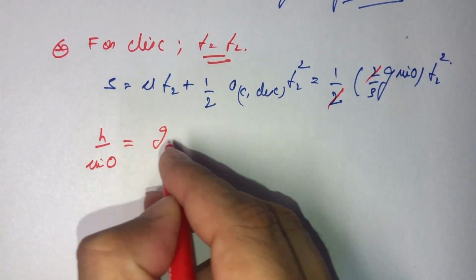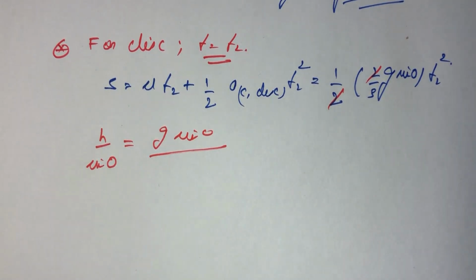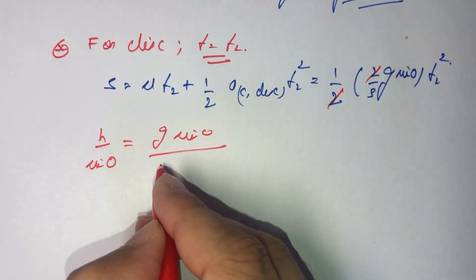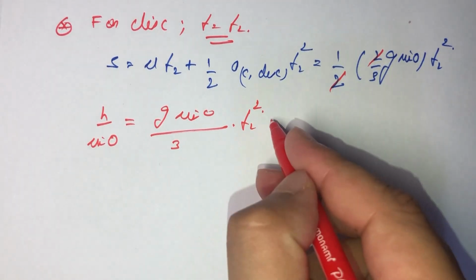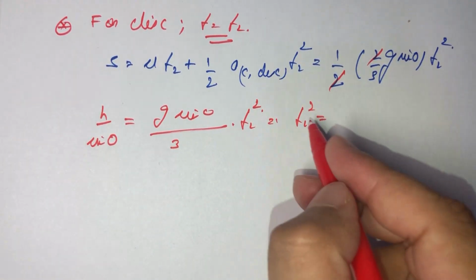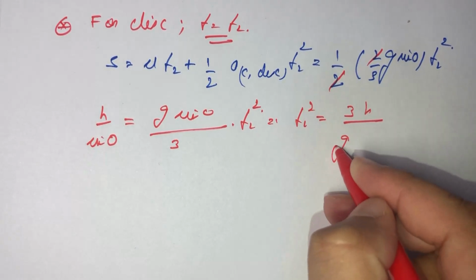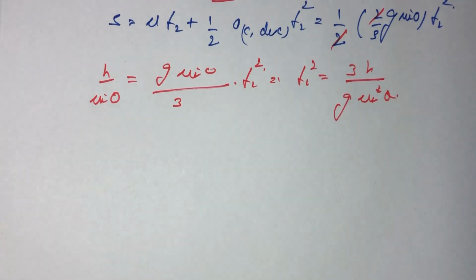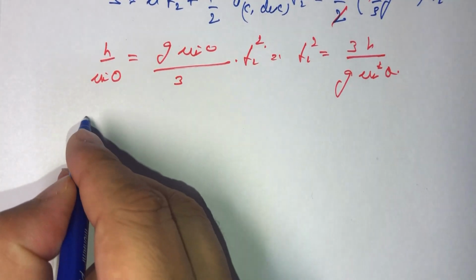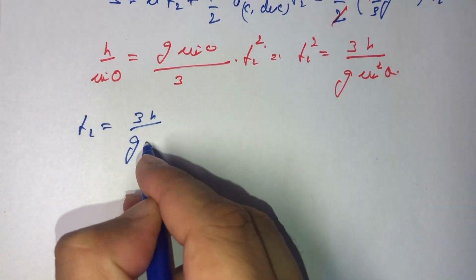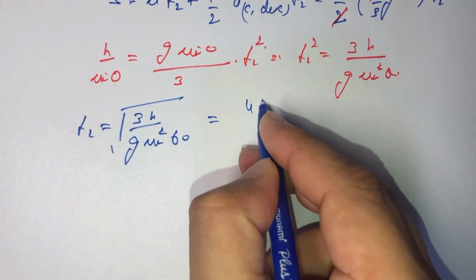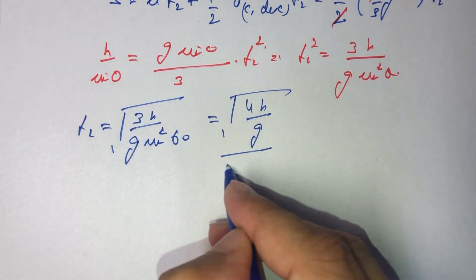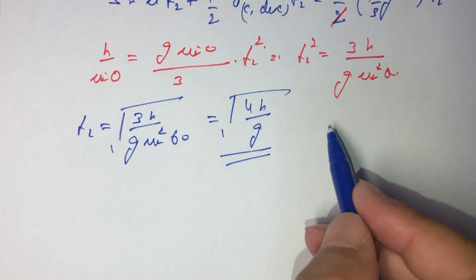1 by 2 times, this will be equal to g sine of theta divided by, let me see, yeah, it's 2 by 3, and this becomes 3 multiplied by T2 square. So from here we can find out that our T2 square is equal to 3h upon g sine square of theta, substituting the value of theta as 60 degree. So we get T2 is equal to 3h over g sine square of 60, and its square root, and this comes as equal to square root of 4h upon g.